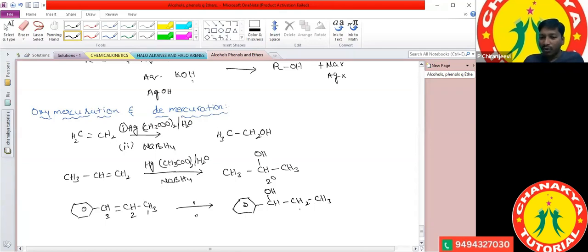Here, this one you will get as a secondary carbon. And here you will get a benzyl carbon. If you compare the secondary carbon and the benzyl carbon, which one is more reactive?